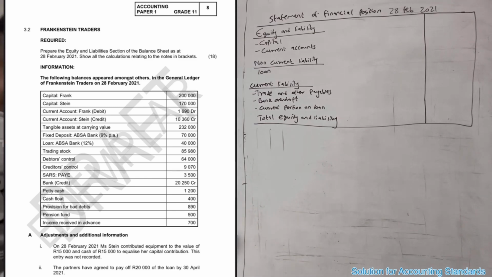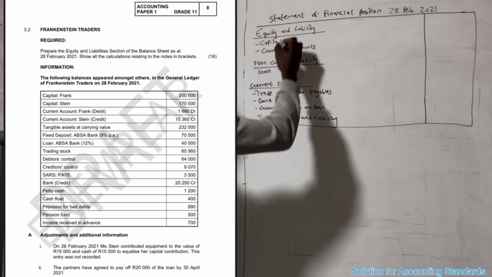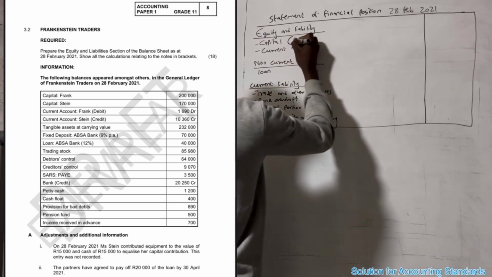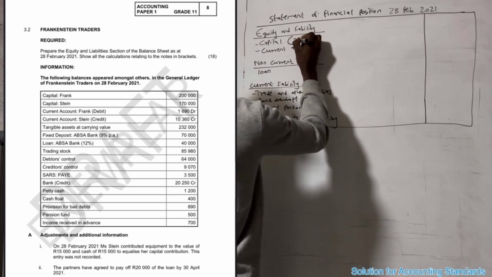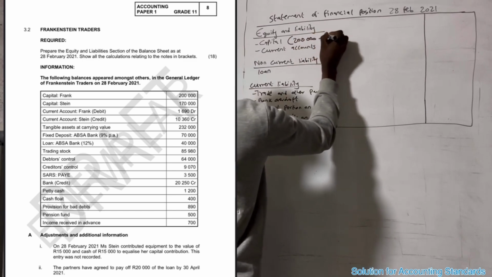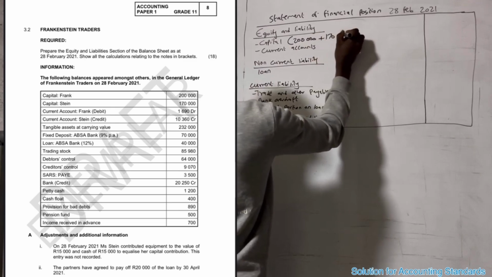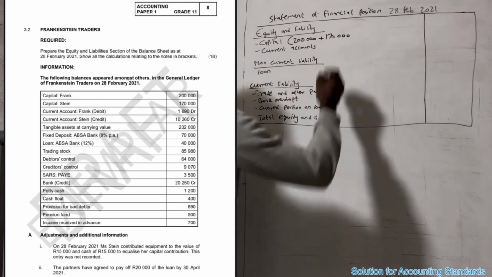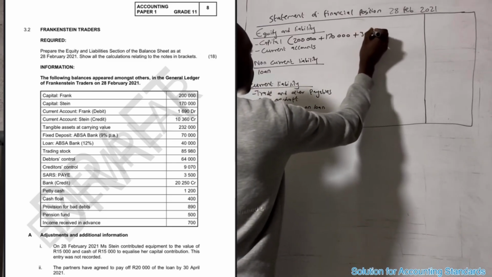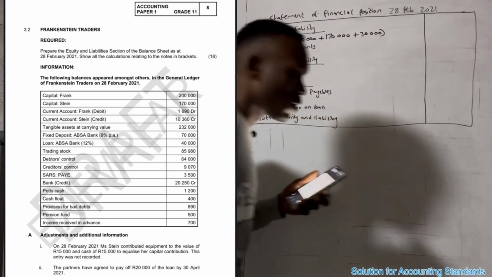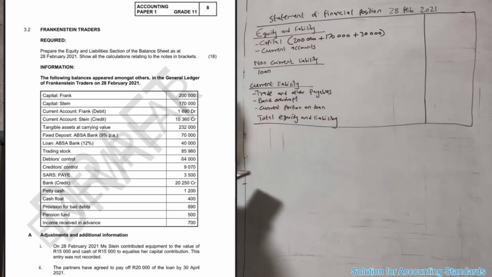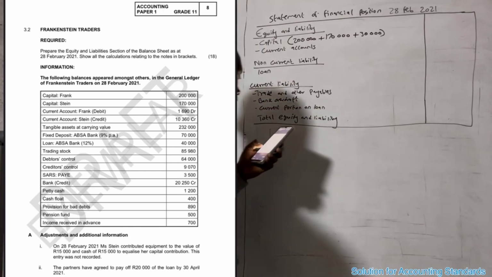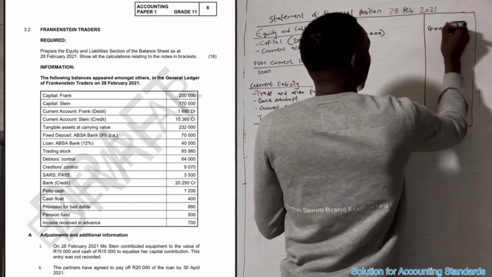Okay, now let's check. What do we start with? We have to start with capital, because that's the first one. Very simple, guys. We just take the capital for both partners and combine them. 200,000 plus 170,000, and remember there is an addition of capital of 30,000 under information number 1. 15,000 plus 15,000 gives you 30,000, and you add. After that you add them together, and they will give you 400,000.